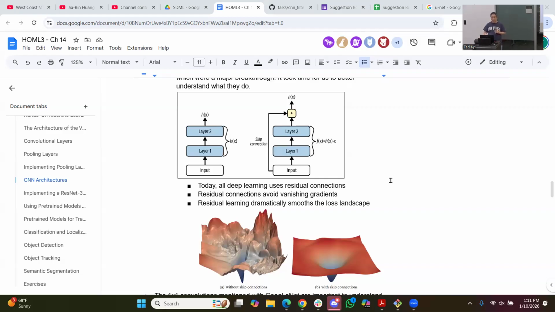And so today, as far as I know, I can't think of any exceptions, but there's probably something somewhere. But basically, every model that you can think of, every LLM, AlphaFold, they all use residual connections. I cannot think of a single model that does not.